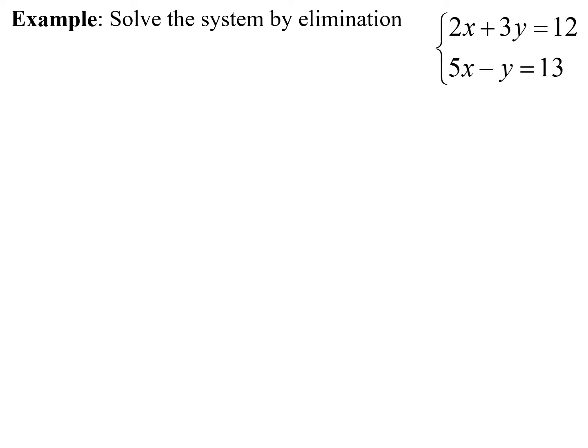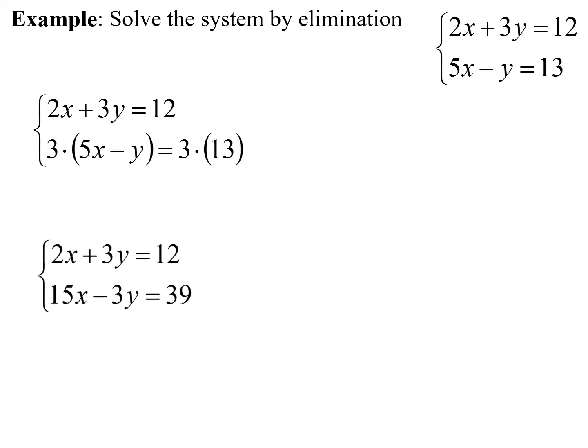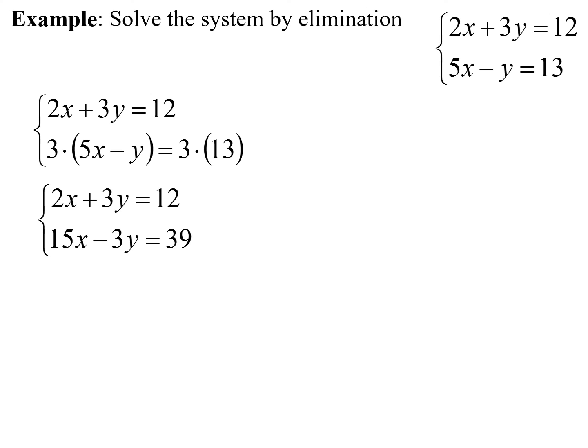So what I'm going to do is multiply my second equation by 3 on both sides. So the first equation is going to stay the same, 2x plus 3y equals 12. And then I'm going to multiply the second equation by 3. I'm going to distribute that and get 15x minus 3y equals 3 times 13 is 39.